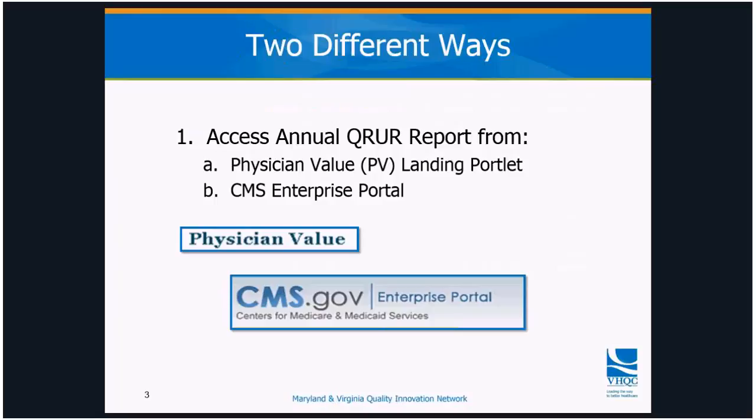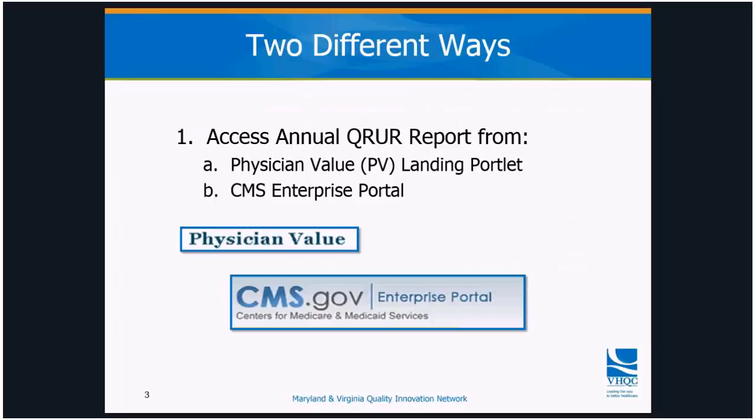Quality Resource Use Reports, also known as QRUR, are provided by the Centers for Medicare and Medicaid Services as part of the Physician Feedback Program. There are two different ways to access an annual QRUR. A user may choose to use the Physician Value Landing Portlet or access the report directly from the CMS Enterprise Portal. This presentation is part 2 of a two-part series that walks you through how to obtain your QRUR.